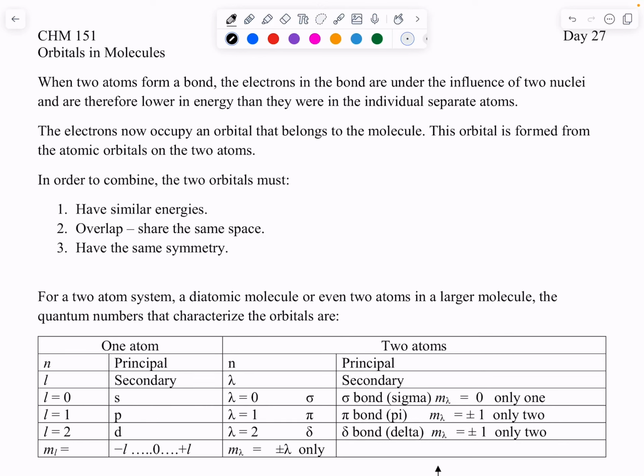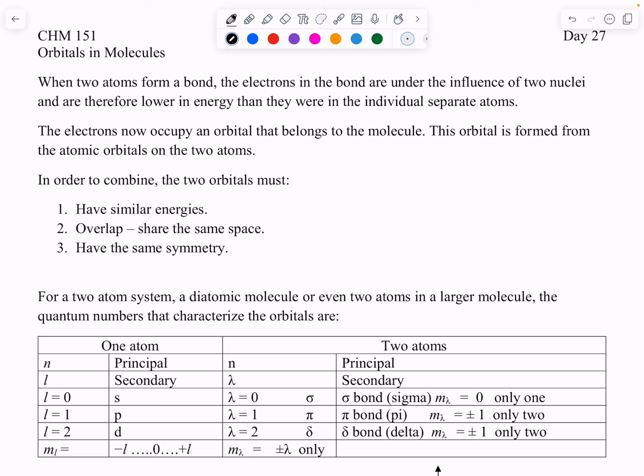We're talking about orbitals and molecules right now, how the actual orbitals in molecules exist. We know when two atoms form a bond, because we talked about hybridization last time, a bond is a shared electron pair. When these atoms form a bond, the electrons in the bond are under the influence of two nuclei, and they are lower in energy than they were individually. They bond because it's favorable. They don't bond because it's unfavorable.